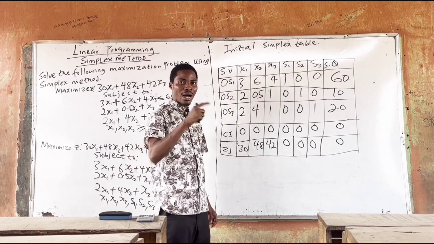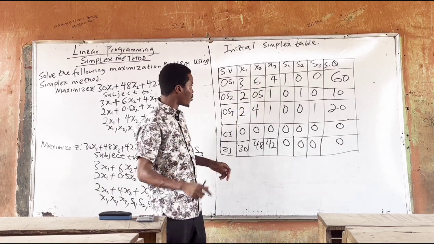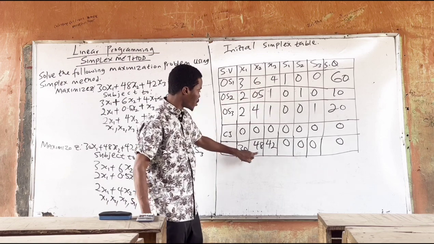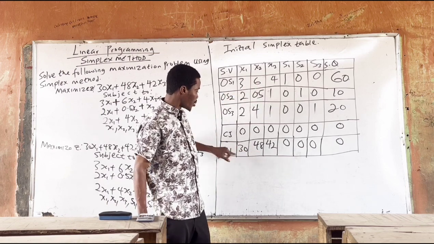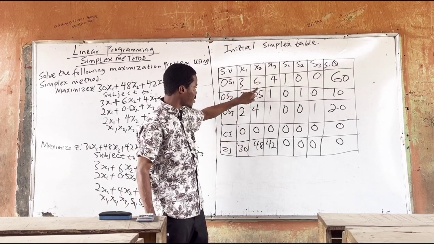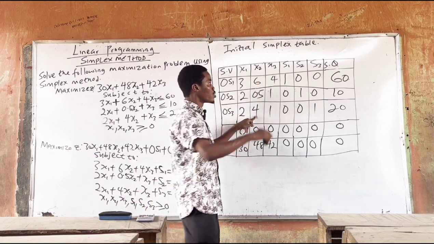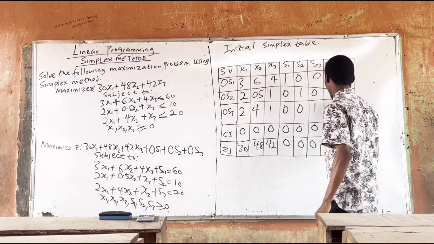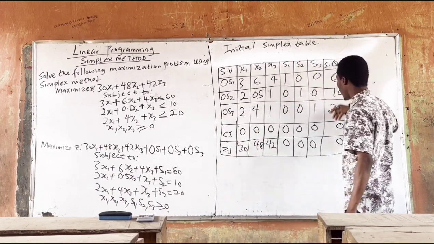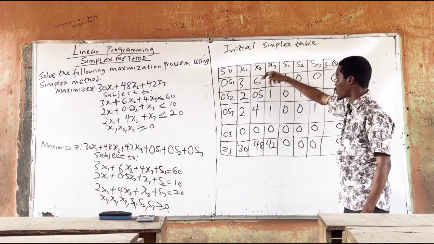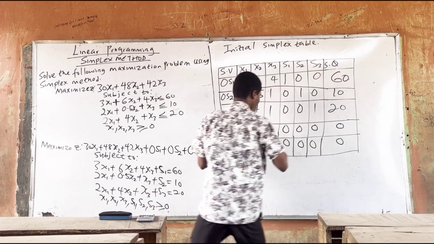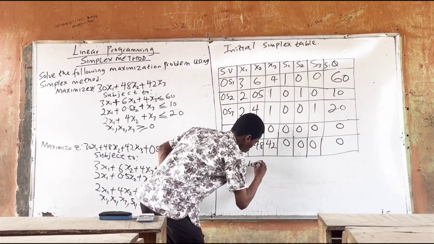How can I know my pivot column? It means that the highest value of the objective function row is my pivot column. So this is our column. 48 is the highest. What I got here is 6, 0.5, 4. So the solution quantity will be divided by this. The element in the solution quantity will be divided by the element in the pivot column. So my solution quantity will now be solution quantity.